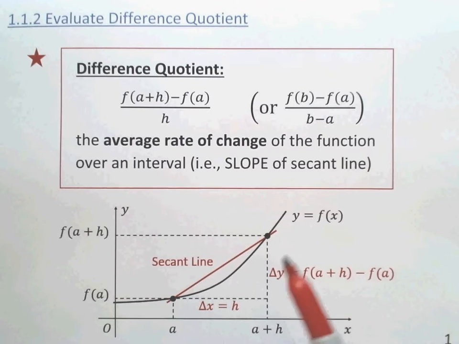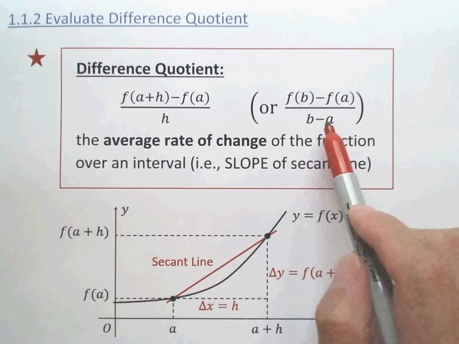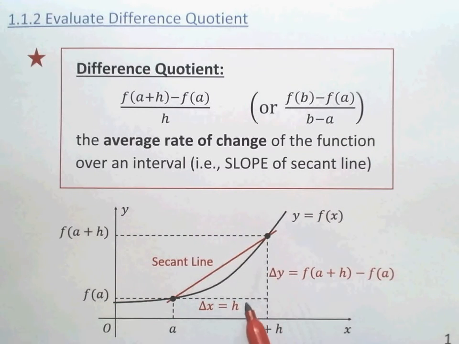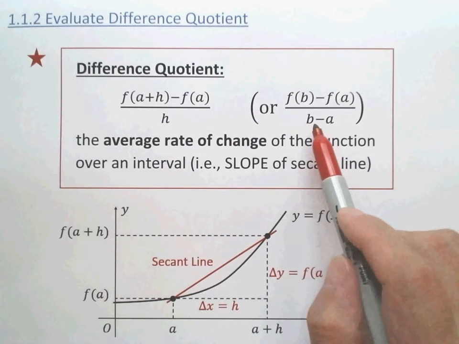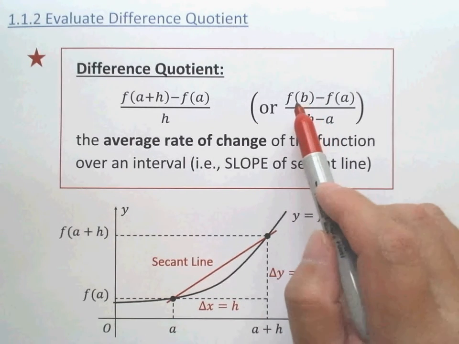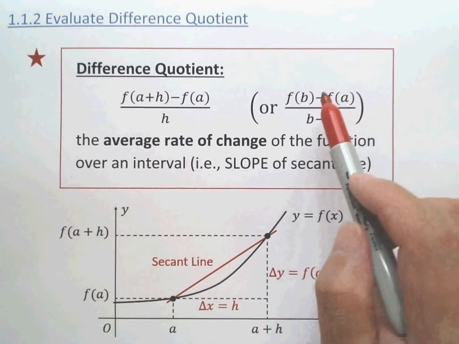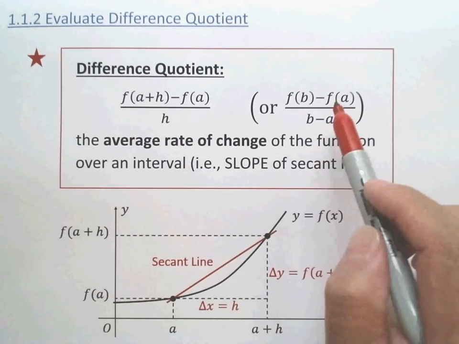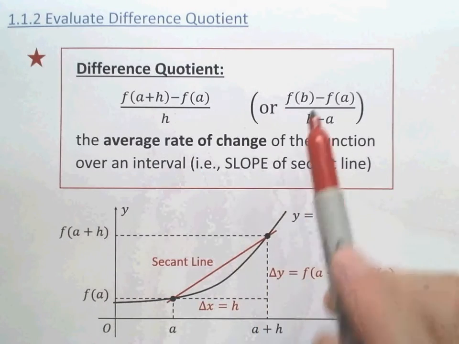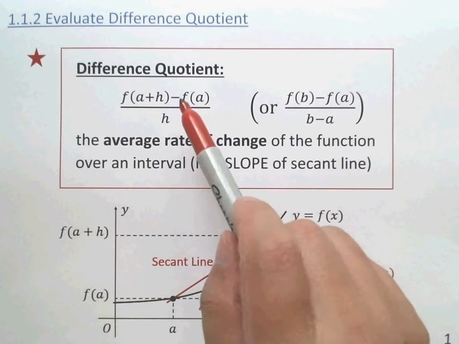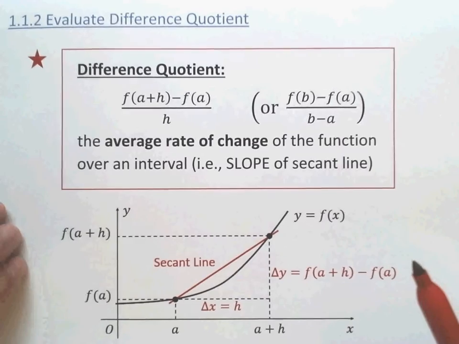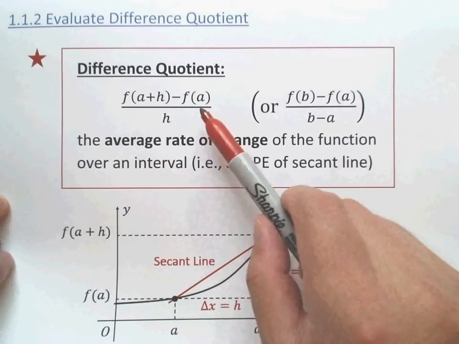Another way to look at this: if we do not mention the increment of x as h, we just put a point b here. So the increment of x is b minus a, delta x is b minus a, and delta y is f(b) minus f(a). Delta y over delta x is still the difference quotient. So we have these two formulas to use. Usually the first one is the one we use, and now we look at a calculation using the first one.